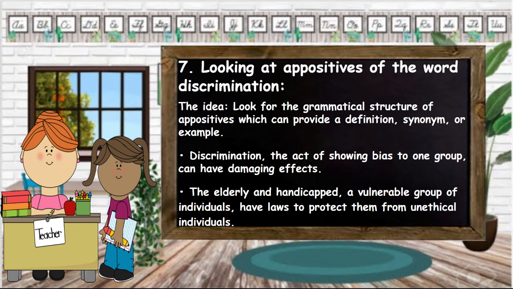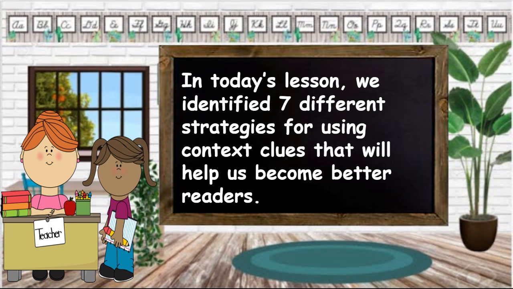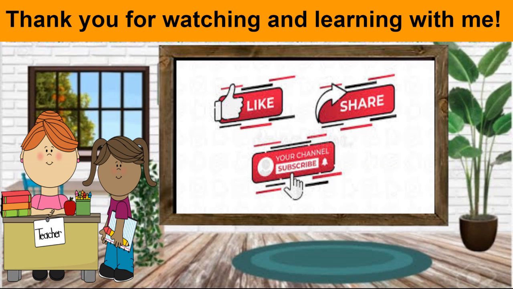So, those were 7 rules and examples that you can use for looking to find meanings of unknown words by using context clues. In today's lesson, we identified 7 different strategies for using context clues that will help us become better readers.